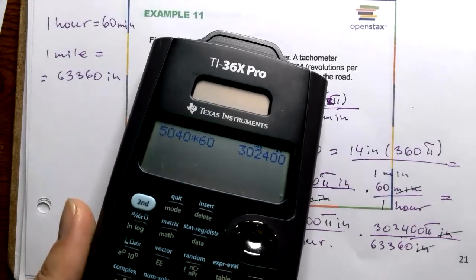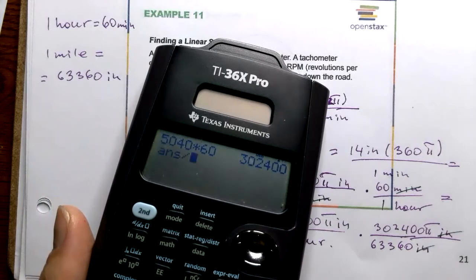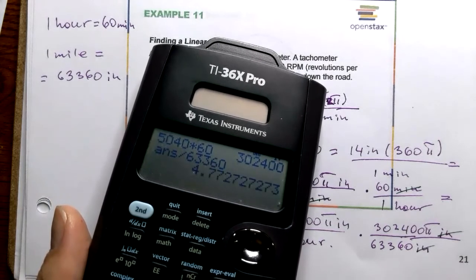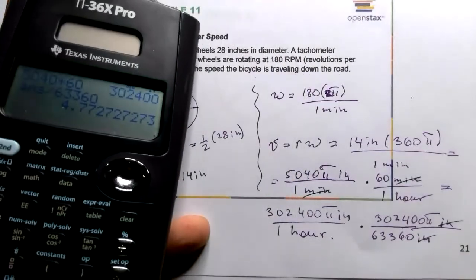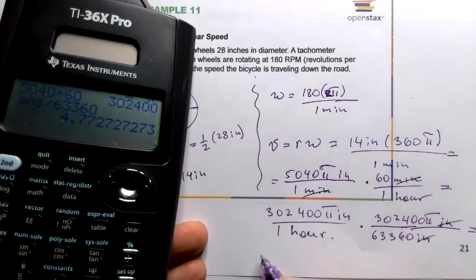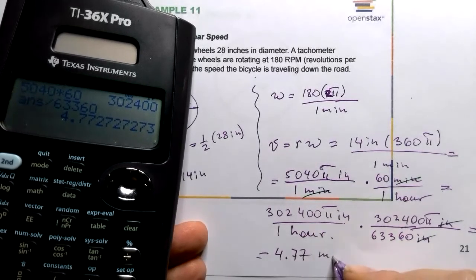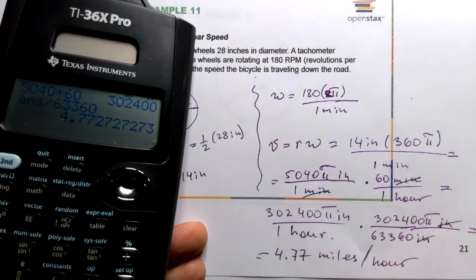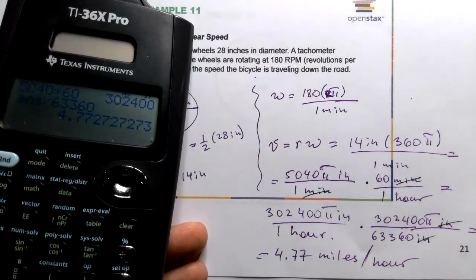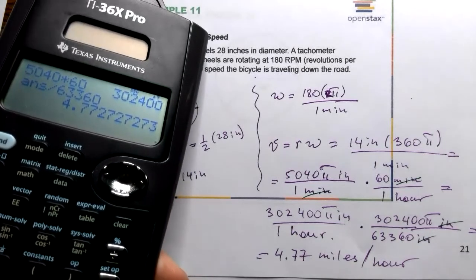I put the rest in the calculator. So I already have 302,400 pi. I'm going to divide it by 63,360. And look, this is already better. About 4.77 miles per hour. Okay, so about 5 miles per hour. All right, guys, so this is how we solved this problem.